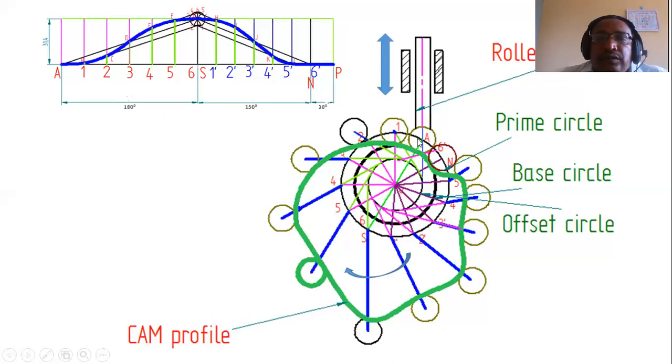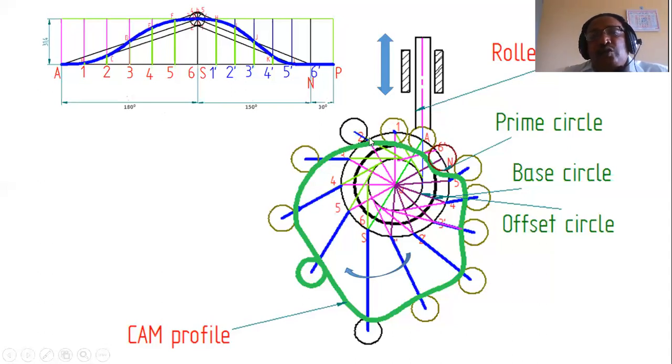Then this AS, you are divided into 6 parts because in the displacement diagram you are divided into 6. So that AS, you are divided into 6 parts. After dividing AS into 6 parts, mark the points 1, 2, 3, 4, 5 and 6. After you mark the points, from point 1, tangent to this offset circle, you draw a line and produce it.